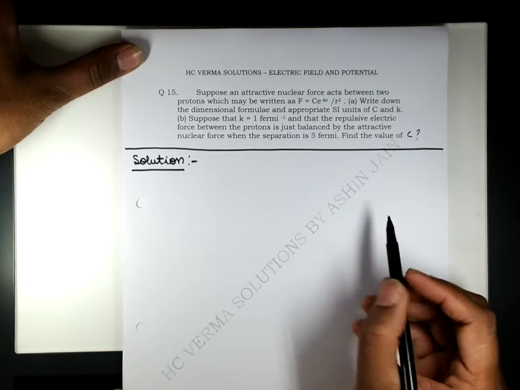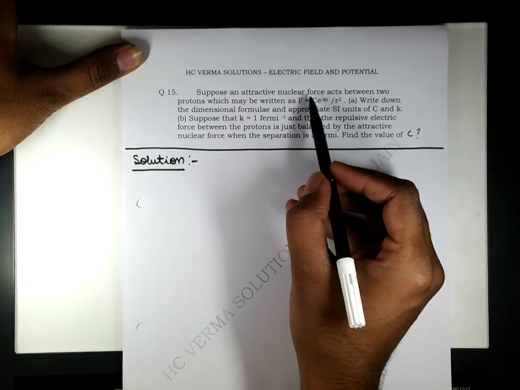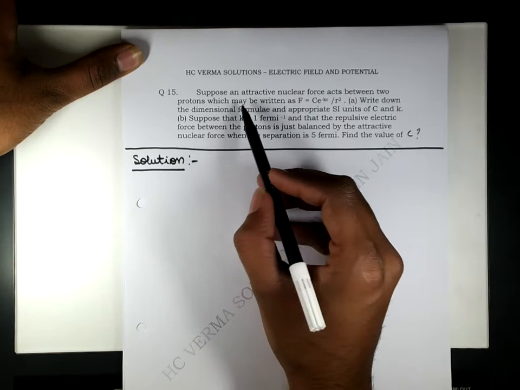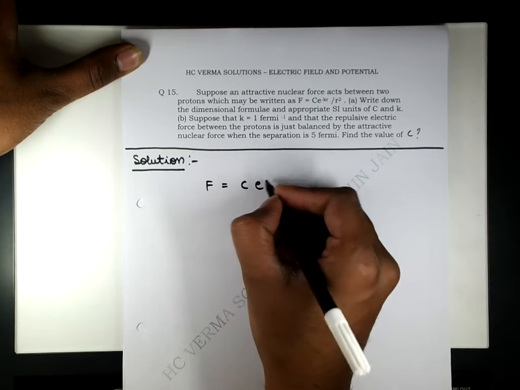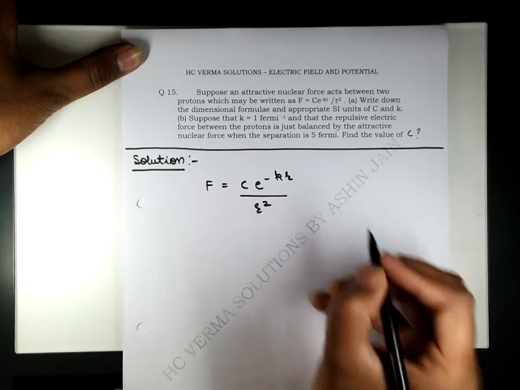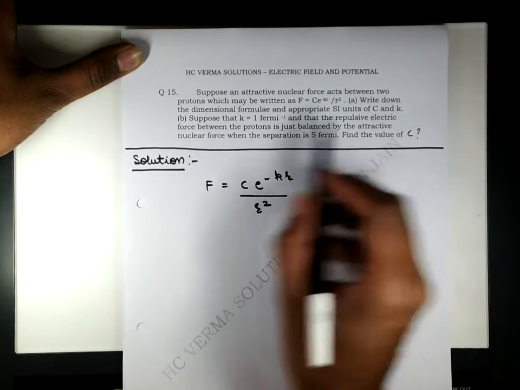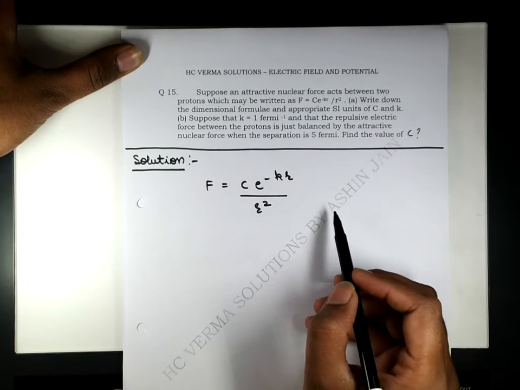Yes, let's see question number 15 of HCRMA. Suppose an attractive nuclear force acts between two protons, which may be written by the expression F equals C times e to the power minus kr divided by r squared. Part A: write down the dimensional formula and approximate SI units for C and K.